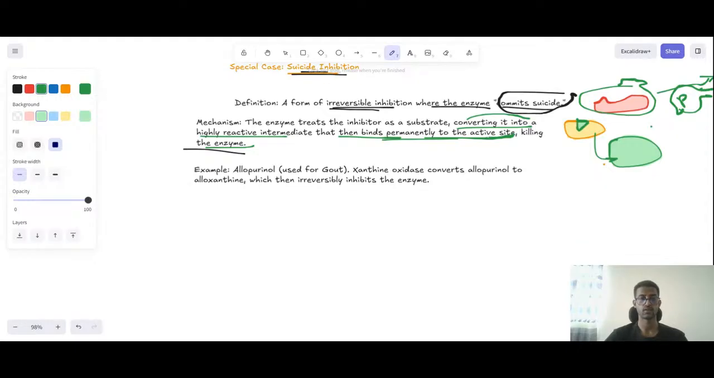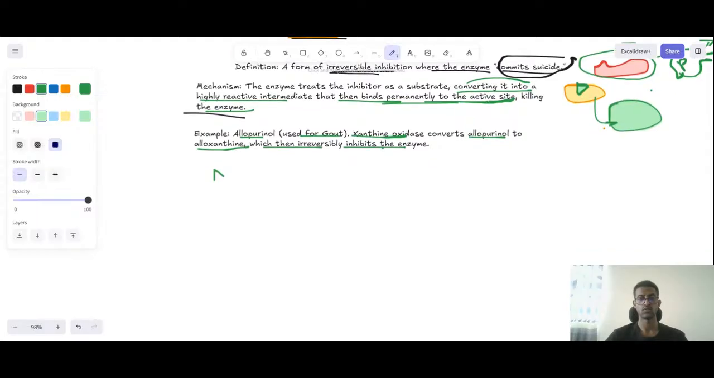This is crazy. So allopurinol, allopurinol is used for gout. Xanthine oxidase converts allopurinol to alloxanthine, which then reversibly inhibits the enzyme. So allopurinol is used for gout, then xanthine oxidase converts allopurinol to alloxanthine.